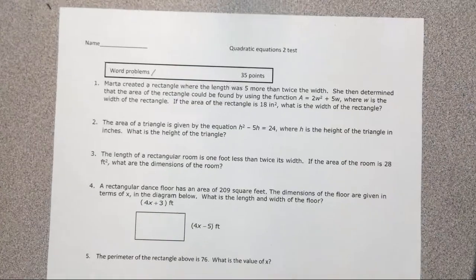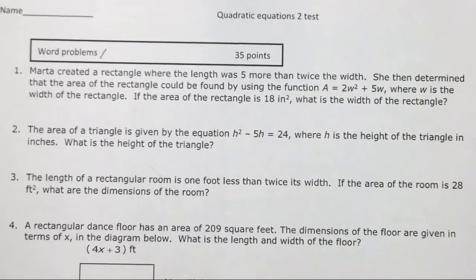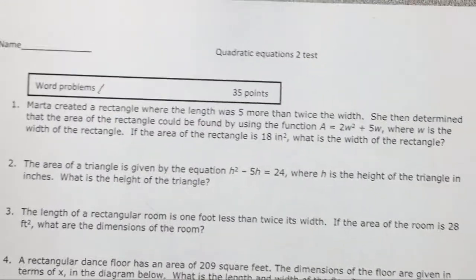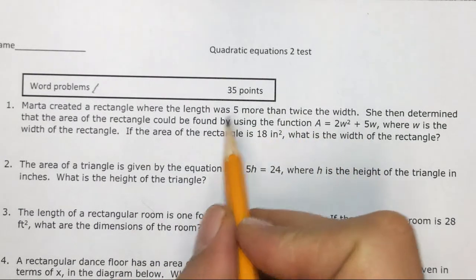This is going to be the part on the word problems, and the word problems cost 35 points, so that's 35% of your whole test.